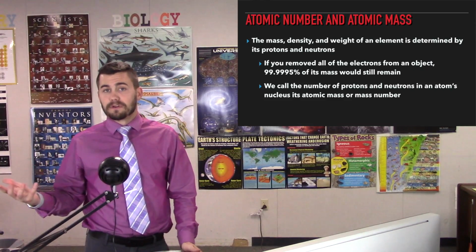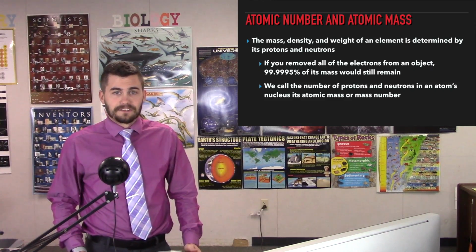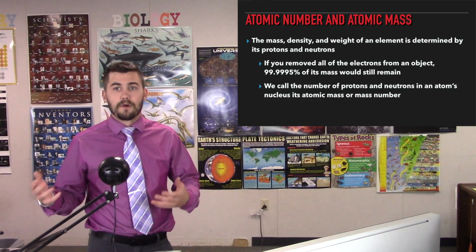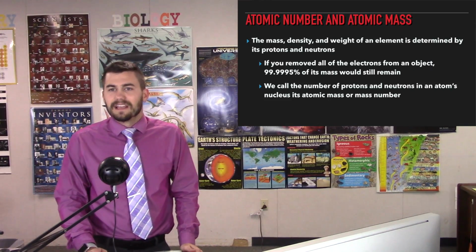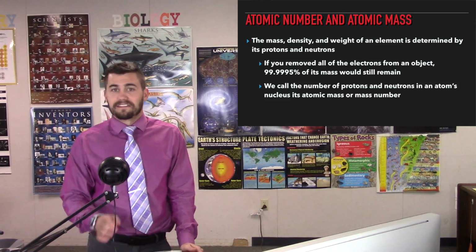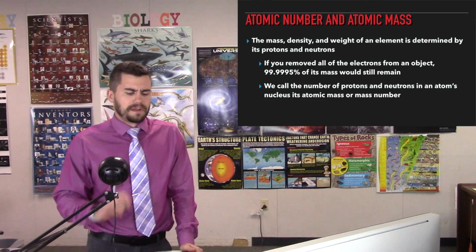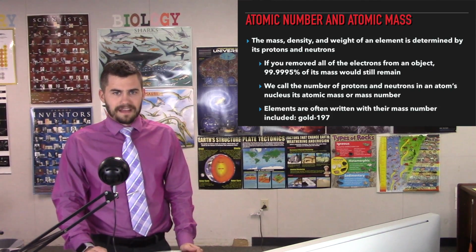So the number of protons and neutrons is significant. We call that atomic mass, or the mass number. Now, you see atomic mass on the periodic table, but it's what we call the average atomic mass.